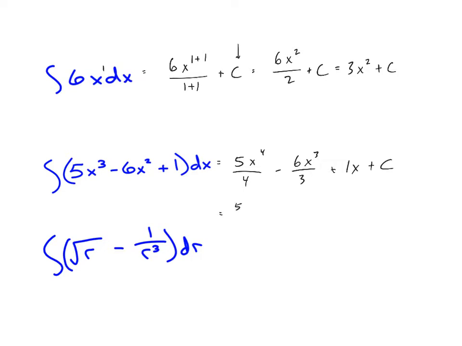All right, so cleaning this up a little bit, 5/4 x to the fourth minus 6 over 3 is 2x cubed plus x plus c is our antiderivative, our integral.